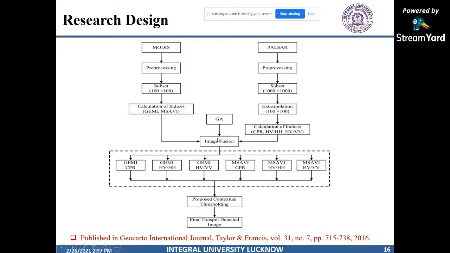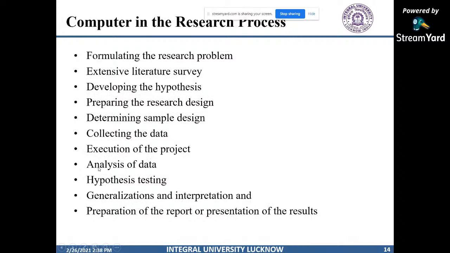So after this execution, you will get some results, and those results you have to analyze, this analysis of data. After that, you will be testing your hypothesis. Then you will be generalizing your results, and doing the interpretation of your results, whether you have got some useful or meaningful results or not. And then after that, you will be preparing the report or the presentation of those results. The report or the research papers or the thesis you will be doing after that.